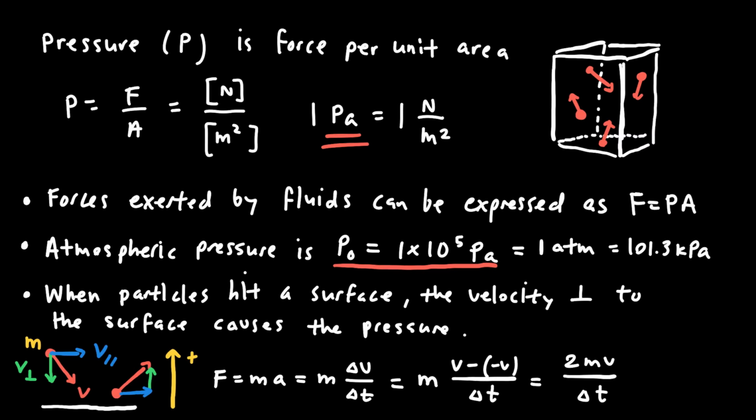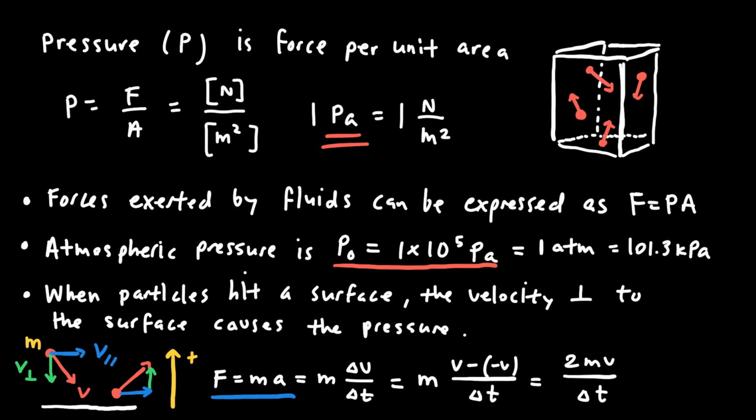And so we could express the force that the particle exerts on the wall and the force that the wall exerts on the particle using Newton's second law. And so F equals ma, and the acceleration could be rewritten as a change in velocity over a change in time.